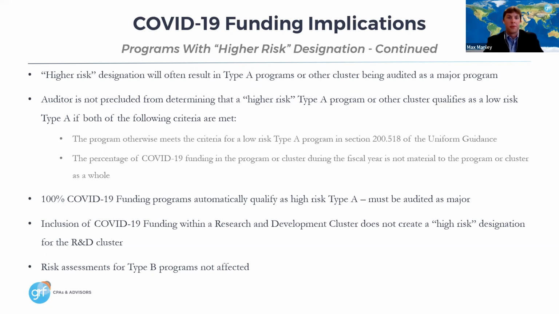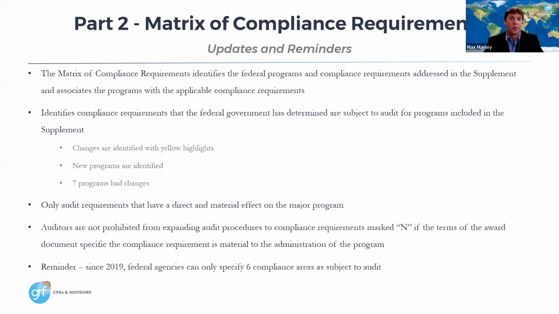There are going to be some additional COVID related topics that we'll talk about a little bit towards the end. But for now, I want to go ahead and move on to part 2, which is the matrix of compliance requirements. This is a section of the supplement that identifies various programs and associates those programs with compliance requirements. And just as a reminder, once you've gone through the major program determination and picked your programs to be audited, the next step is to consult this matrix and see first whether your program is included in the supplement, and then if so, identify which compliance requirements are subject to audit.